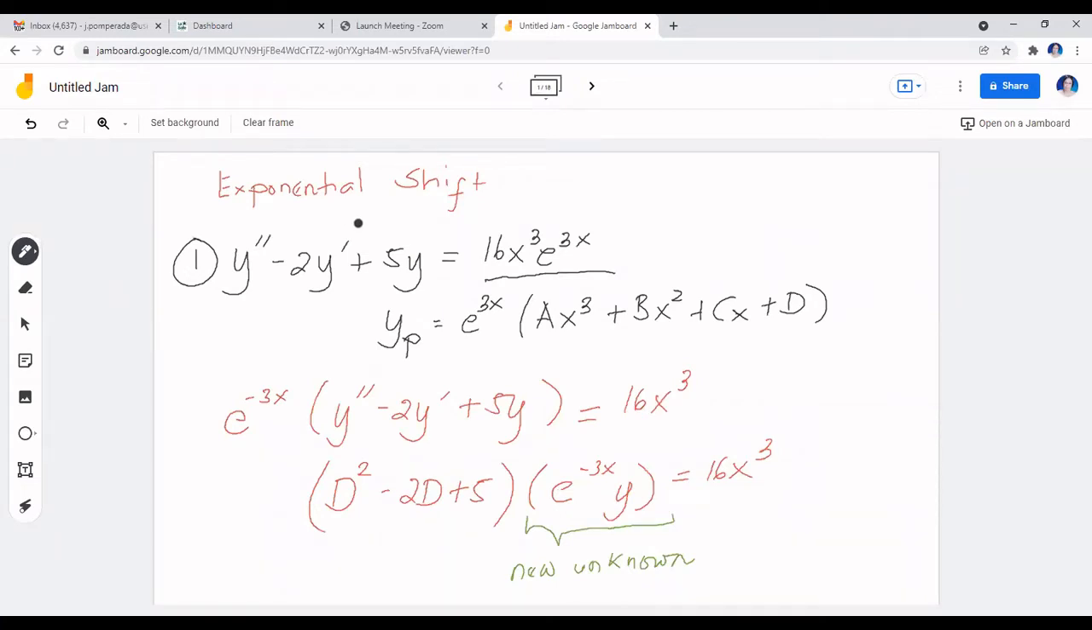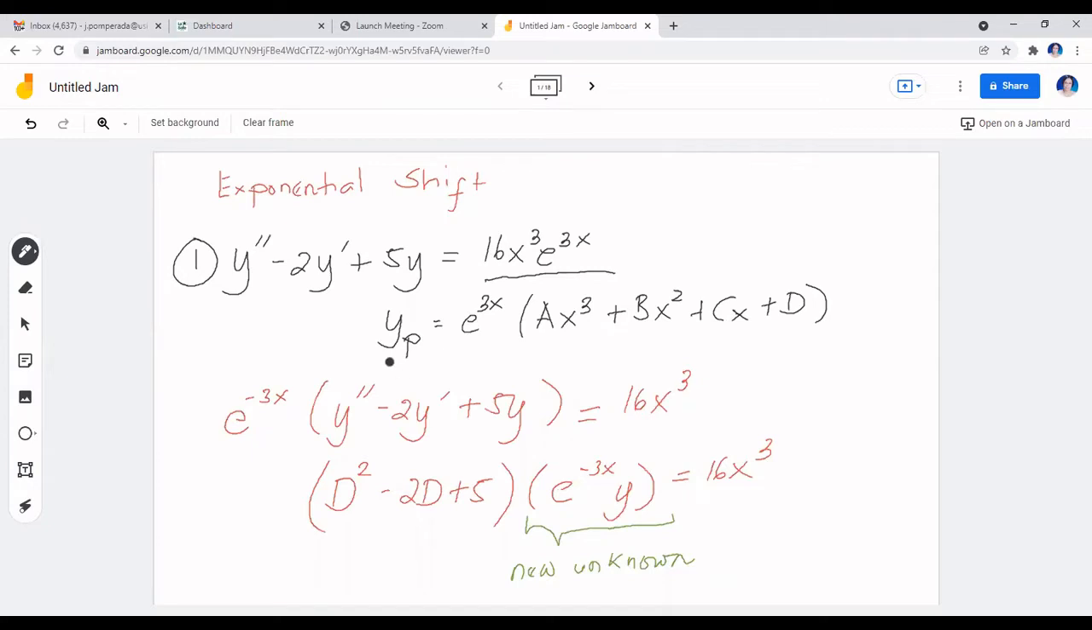So number one, your g of x should have an exponential function. So it's restricting. If the g of x on the right side of your non-homogeneous higher order differential equation does not have an exponential function, then you forget about this method, because this is only for cases wherein we have an exponential function in our g of x.